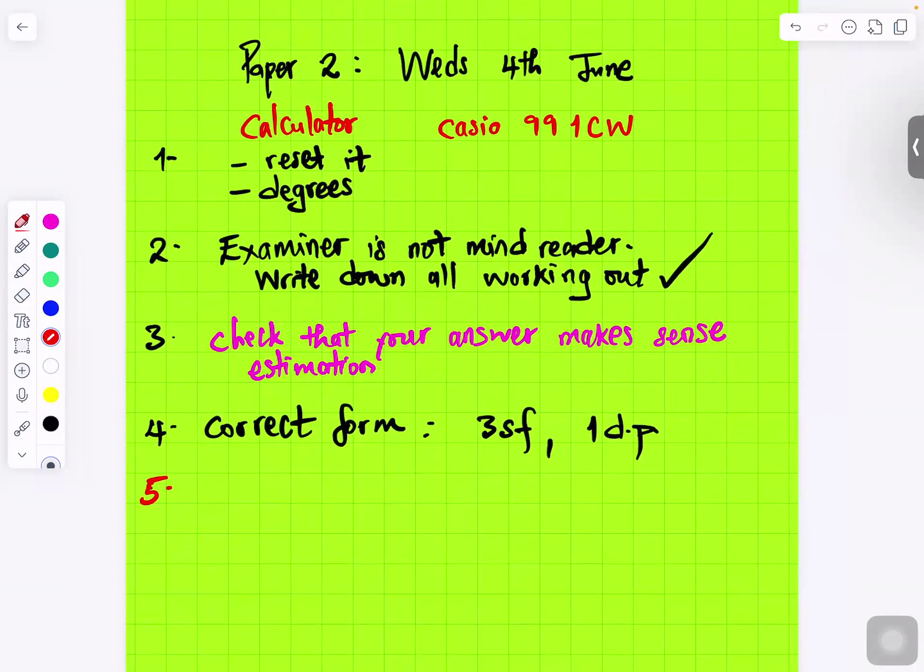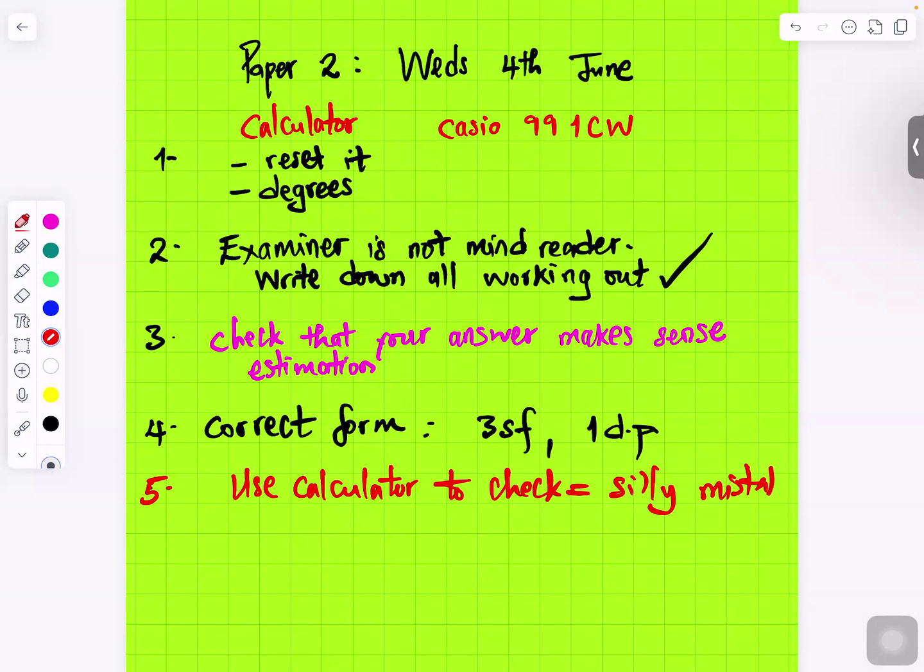Number 5, when you are doing calculations, make sure you use your calculator to check all of them. This is a calculator paper. Don't do things mentally. Even if you do questions mentally, use calculator to check. Use calculator to check. It avoids silly mistakes. And a silly mistake can make you get a lower grade.